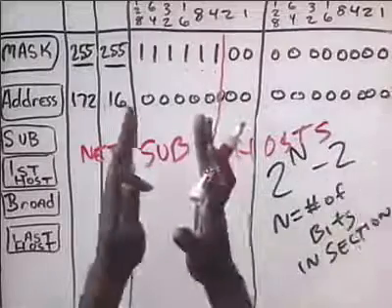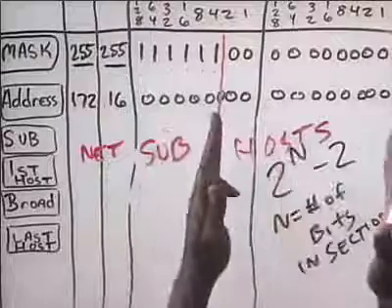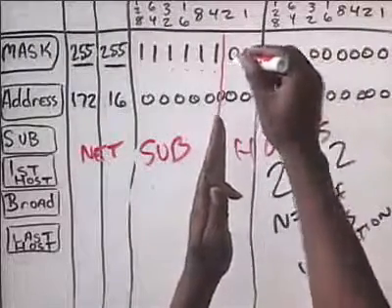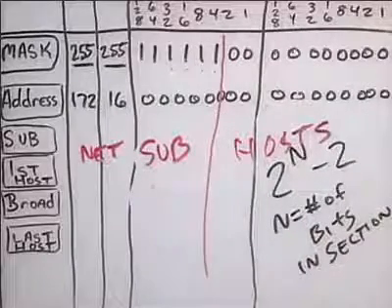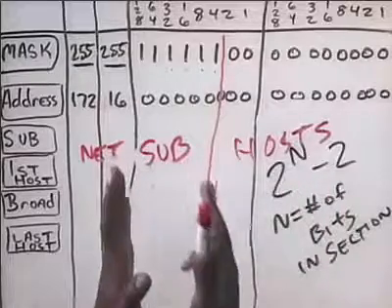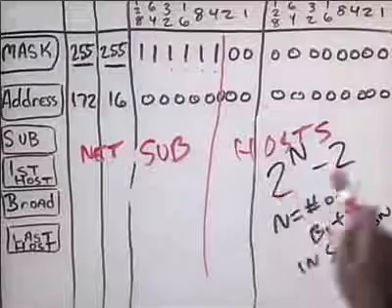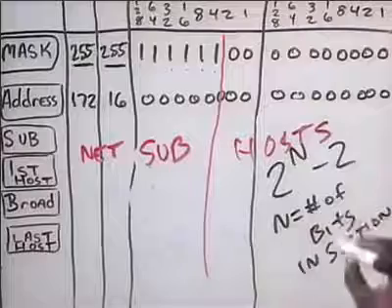Here in the subnet section, we have 6 bits. Here in the host section, we have a total of 8 plus the 2 here. So we have 10 bits in the host section. So in order to figure this out, for our purposes, we're trying to figure out how many subnets we can have and how many hosts. We use the formula 2 to the nth minus 2, where n is the number of bits in the section.